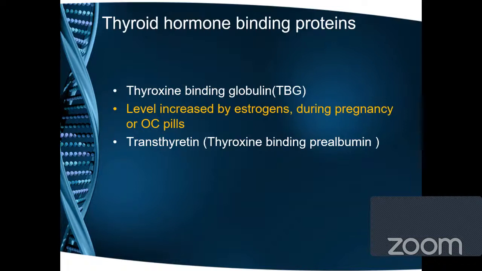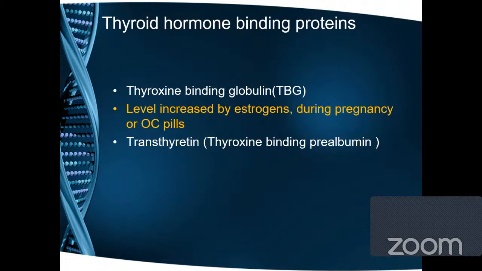Now another important thing is that the thyroid binding globulin levels are increased by estrogens, during pregnancy or when the female is using oral contraceptive pills. We need to keep this in mind. Why is it important? It is related to plasma protein binding. We have already discussed in pharmacokinetics that the drug remains in the bound form as well as the free form. Out of those two, the free form is the active form of a drug.